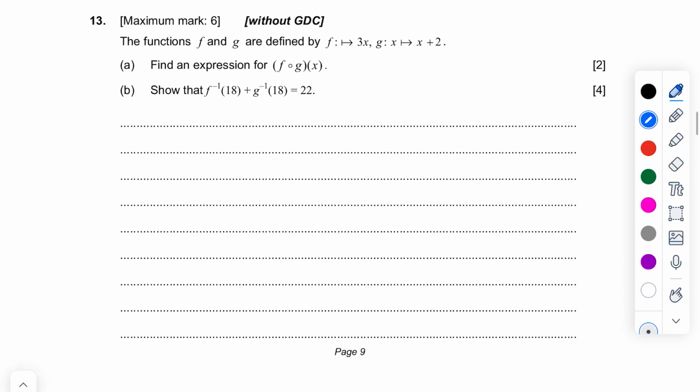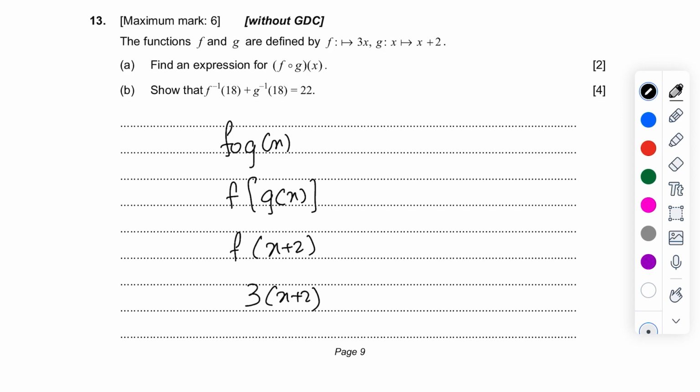Question number 13. Find f circle g of x. So it becomes f of g of x. g of x is x plus 2. Plug in that one: 3 times x plus 2, which is going to be nothing but 3x plus 6. Next, it is asking f inverse 18, g inverse 18.